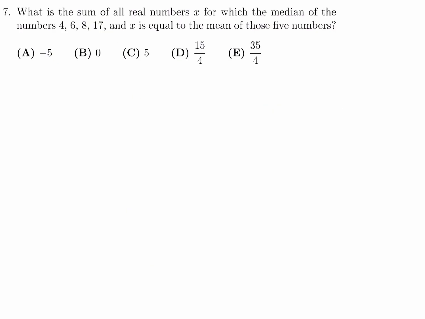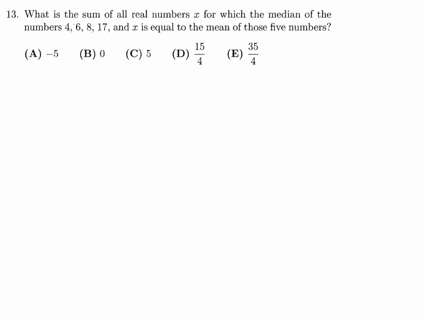What is the sum of all real numbers x for which the median of the numbers 4, 6, 8, 17, and x is equal to the mean of those 5 numbers? All right, the mean, let's just do that first. 4 plus 6 plus 8 plus 17 plus x, and then, of course, you divide by 5. And that is 35 plus x divided by 5. Or if you really want to, 7 plus x over 5.